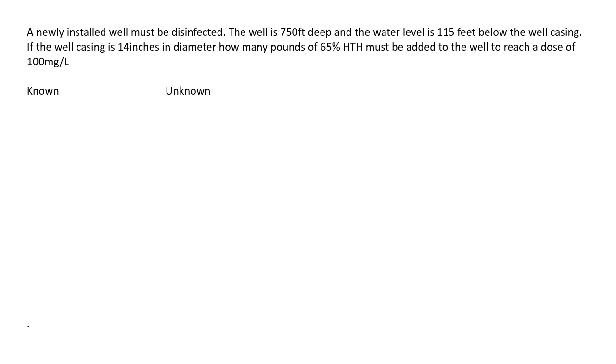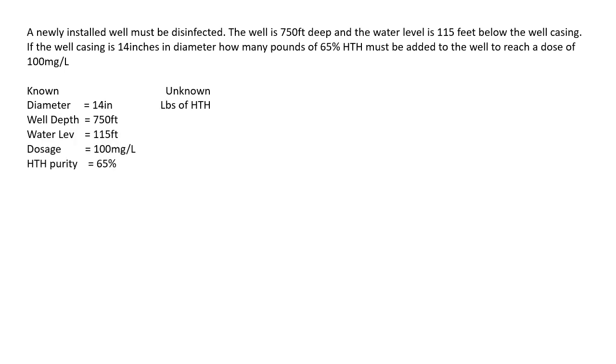As always, let's get started with pulling our knowns and unknowns out of our word problem so we can keep track of them. What we know is the diameter is 14 inches, the well depth is 750 feet, the water level is 115 feet below the ground, the dosage is 100 milligrams per liter, the purity is 65%, and what we don't know is how many pounds of HTH. Again, your unknown lets you know what formula you want to start with.